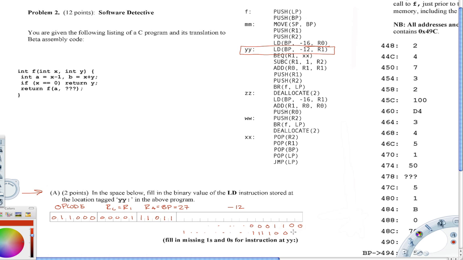Flip the bits, and now plus 1. If we add 1 here, it'll carry the 1. So 1 plus 1 is 0, carry the 1, and then we have 1, and then everything else is just the same, 1. So this is how we're going to do negative 12: 0, 0, 1, 0, and then the rest ones. Alright, there we go. Now we have our answer for part A.